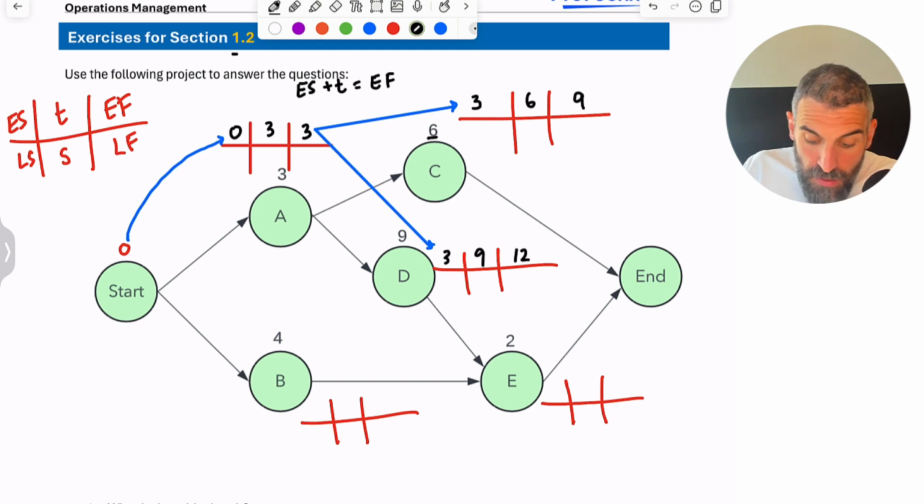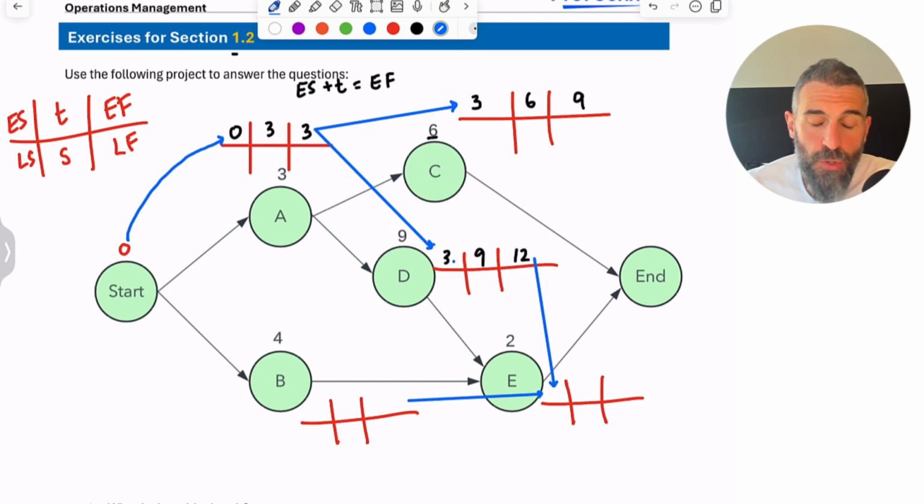Now for E, you need to watch out. We're not just going to blindly pass forward this 12 here, because there's also B that we need to consider. Both of those are leading to E, so which one are we going to pass forward? Well, the answer is you're going to pass forward the higher number. Okay, when you're passing forward, you have to pass forward the higher one because you need to wait for all of the previous activities to be finished.